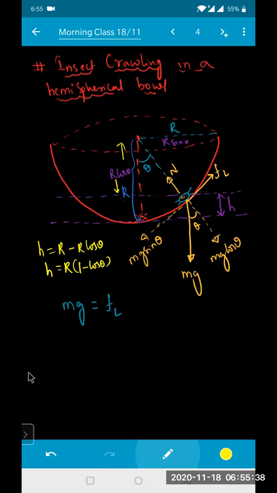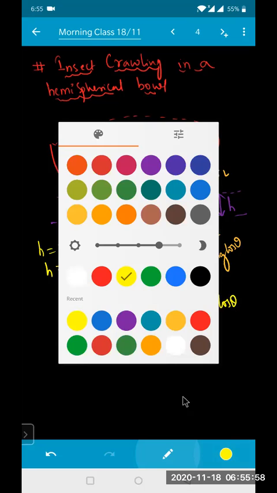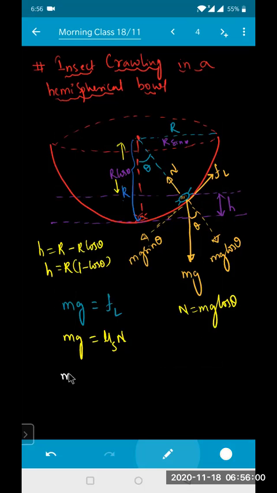If the height is asked, okay? Now mg sin theta is equal to how much? Limiting friction. So this is equal to limiting friction, which is mu static into normal. Now this normal is equal to how much? From the figure, N is equal to mg cos theta.